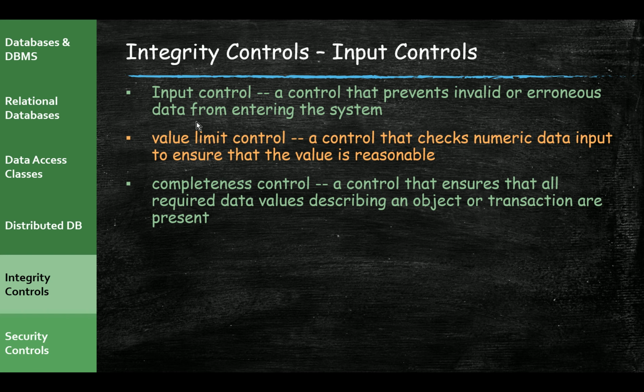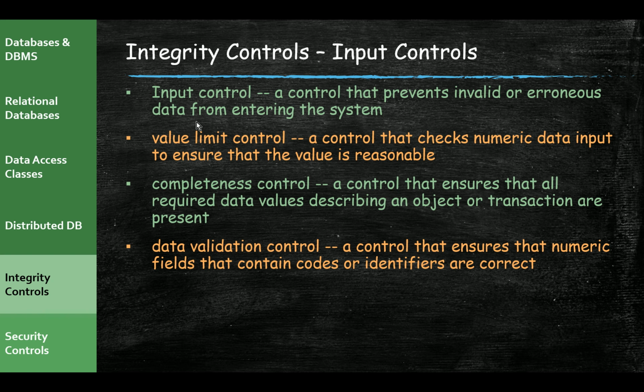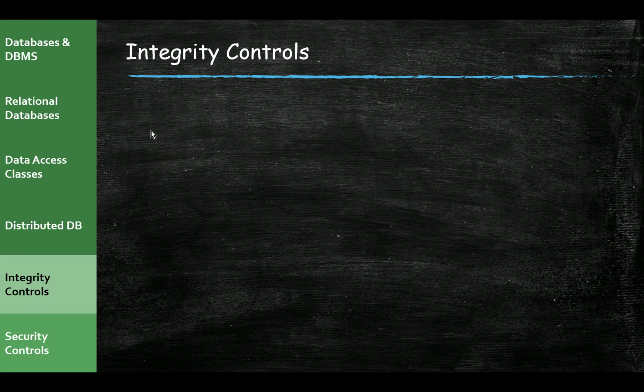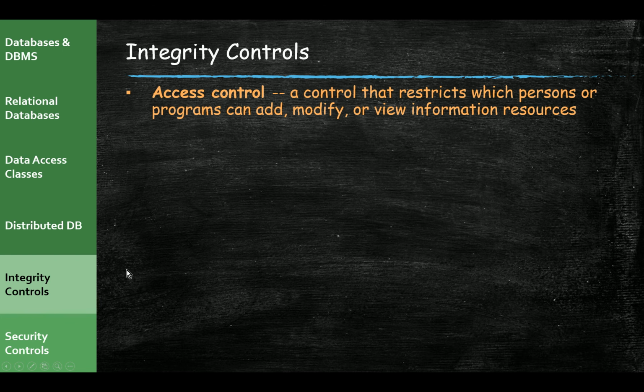A completeness control is a control that ensures that all required data values describing an object or transaction are present. A data validation control is a control that ensures that numeric fields that contain codes or identifiers are correct. And a field combination control is a control that reviews combinations of data inputs to ensure that the correct data are entered. So some additional integrity controls would be things such as access controls, a control that restricts which person or program can add, modify, or view information.